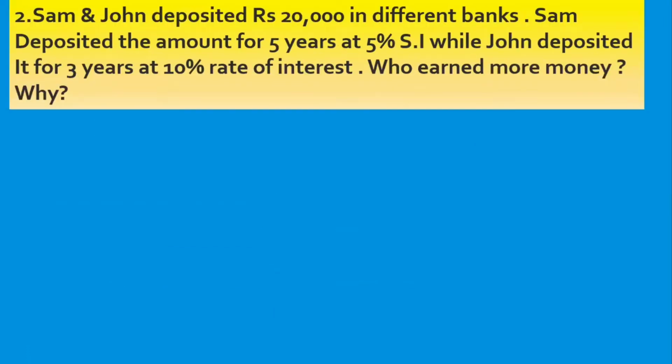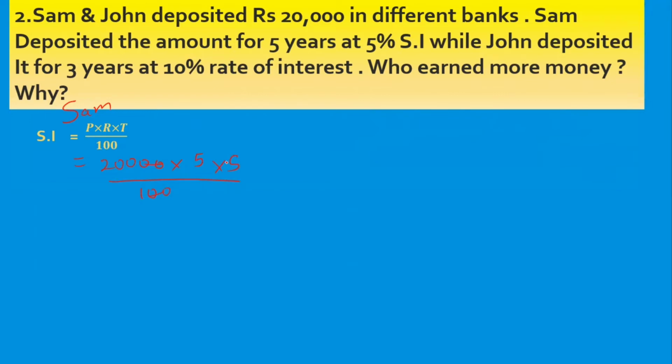Sam and John deposited rupees 20,000 in different banks. Sam deposited the amount for 5 years at 5% simple interest, while John deposited it for 3 years at 10% rate of interest. So who earned more money? Let us start calculating the simple interest for both of them. Let us calculate for Sam first of all. For Sam, principal is the same for both of them. So it is 20,000 multiplied by the rate which is 5%, and for 5 years he kept, upon 100.